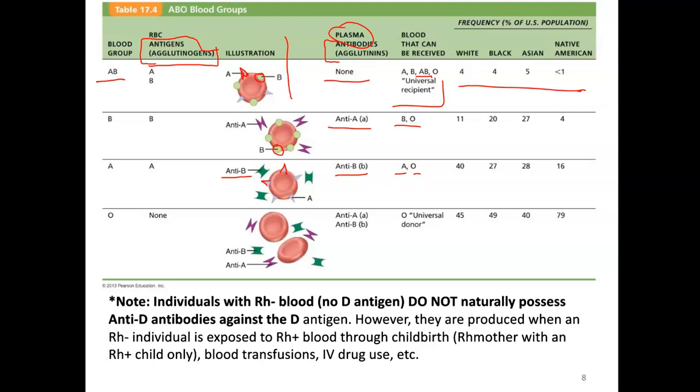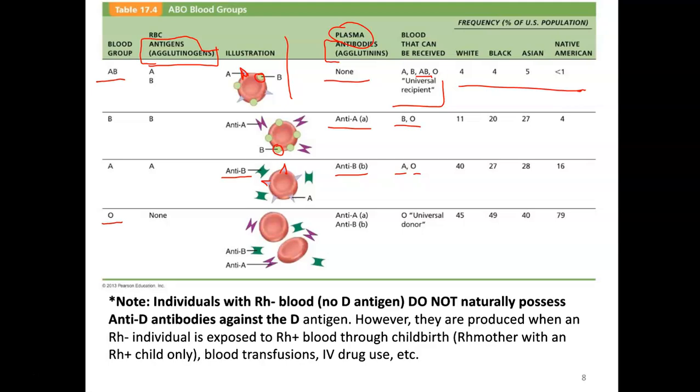Then we have type O blood. So this is me. I'm type O. Type O does not have A antigens and does not have B antigens on the cell membrane. There are no antigens on the cell membrane.